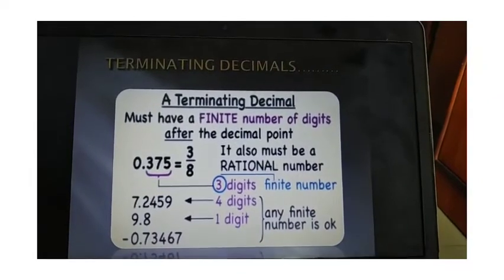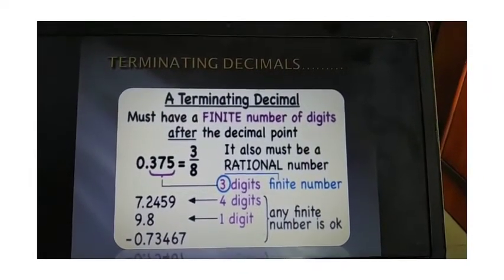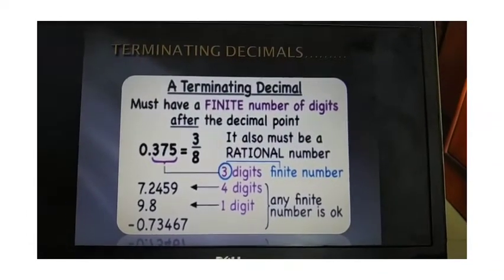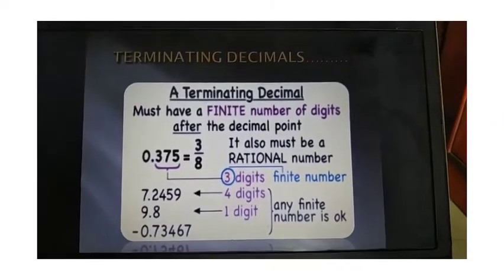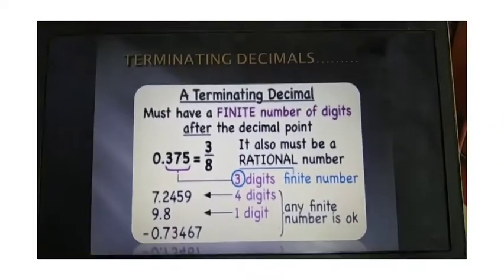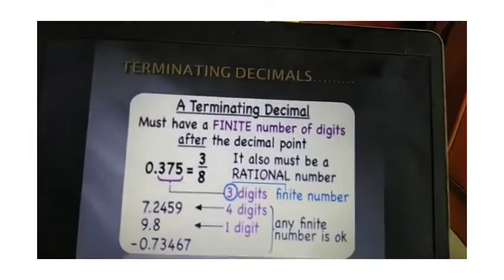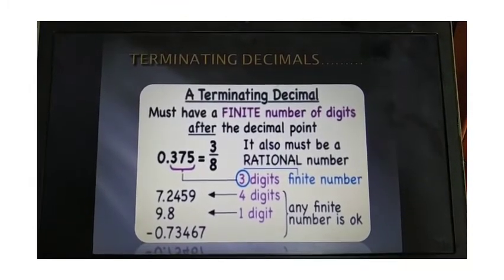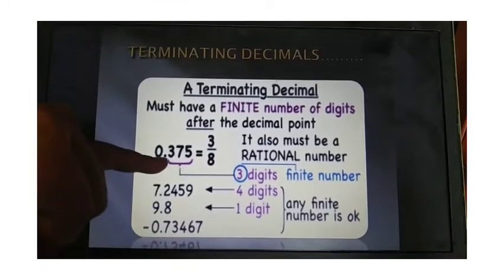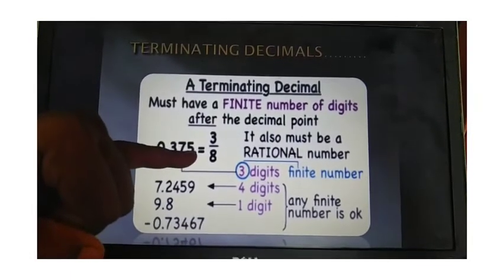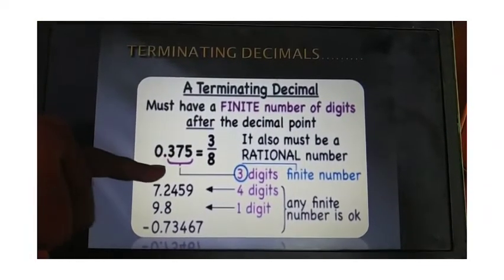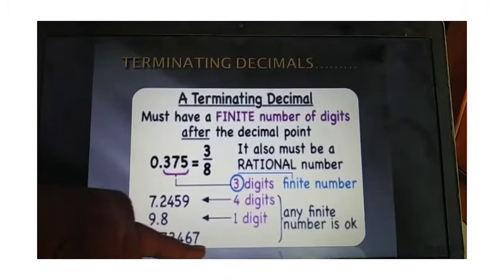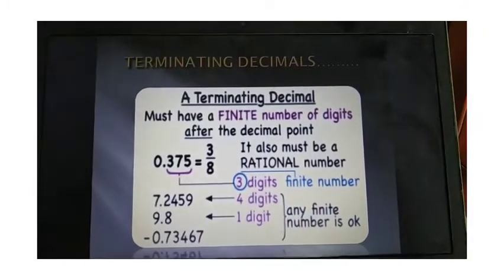Now we'll see in detail about a terminating decimal number. A terminating decimal number must have a finite number of digits after the decimal point. Finite means countable. For example, see here it is 3 by 8. When you divide 3 by 8, the answer is 0.375. After the decimal point, you have the digits 3, 7 and 5, so that you can count it. Such numbers are called finite numbers. So any finite number is okay for a terminating decimal number.